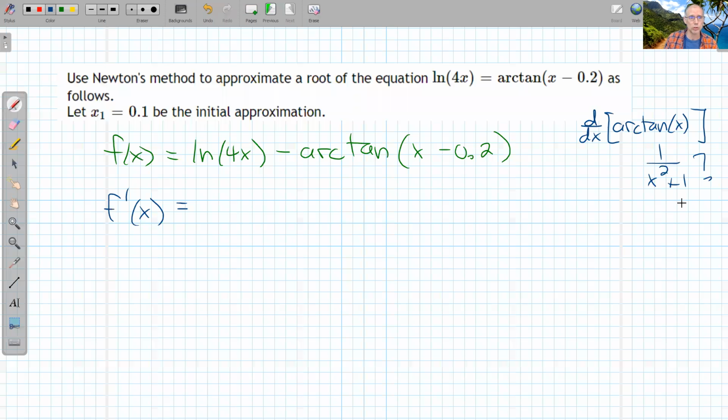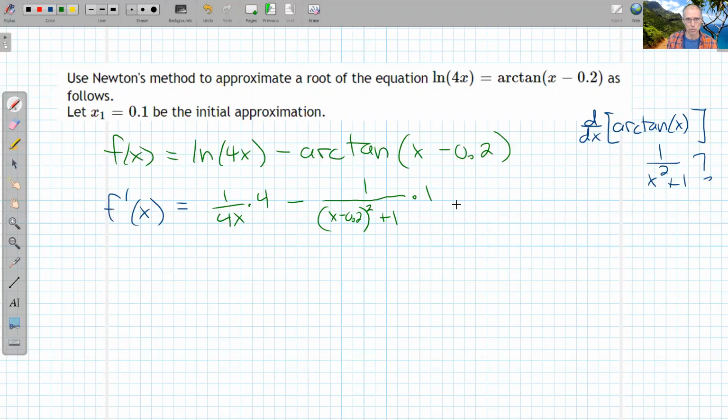So now we just have to apply the chain rule to that. So the derivative of the natural log is 1 over whatever's inside. So again, this is a function within a function, so I'm going to get a 1 over 4x. And then, since that's not just an x, I have to multiply by the derivative of 4x, which is 4. Minus the derivative of the arctangent, which is 1 over whatever's inside squared plus 1. So that would be x minus 0.2 squared plus 1, times the derivative of whatever's inside. Well, the derivative of x is 1, the derivative of 0.2 is 0, 1 minus 0 is 1. So I just have a 1 in there, so that's not too bad.